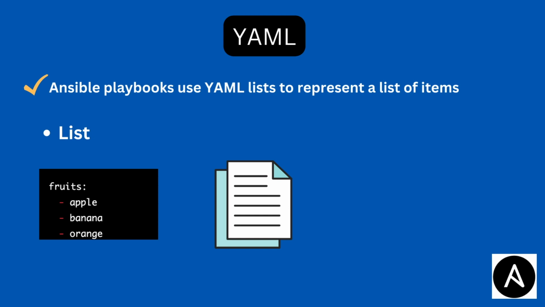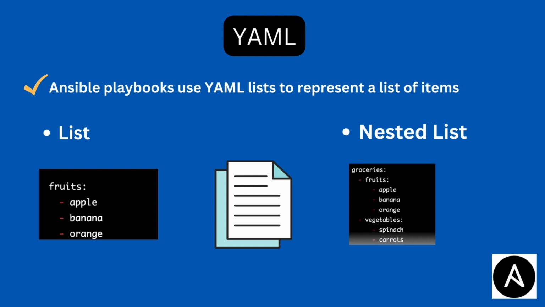You can also create a nested list in YAML by indenting the list item under another list item. Here's an example. In this, the grocery key has two items, fruits and vegetable. The fruit item has a nested list of three fruit items, and the vegetable item has a nested list of two vegetable items. This is how list and nested list is represented in YAML.